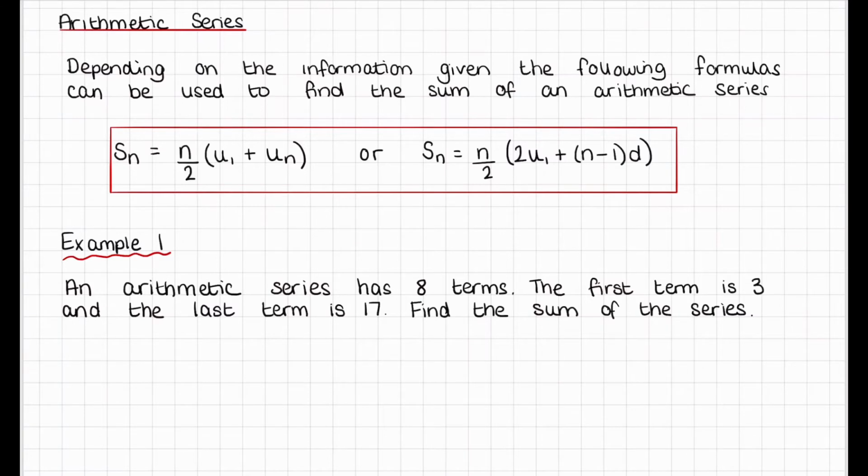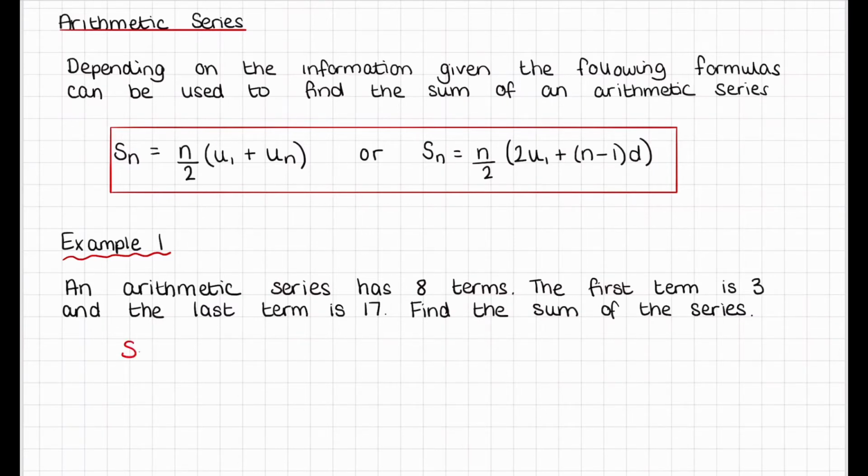Or we can use Sn equals n over 2, brackets, and then multiply that by 2 times u1 plus n minus 1 d. So example 1, an arithmetic series has 8 terms. The first term is 3 and the last term is 17. Find the sum of the series. So in this one we know the first term and the last term that we want to find. So we will use the first equation.